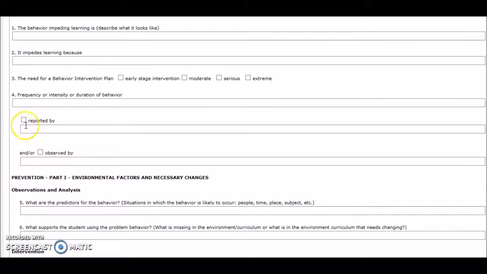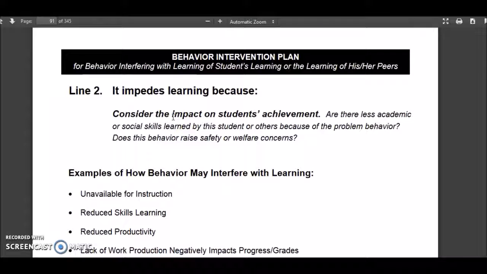The second question in the behavior intervention plan is how the behavior impedes the learning. The behavior impedes the learning normally because it gets in the way of the student's achievement or of the achievement of the rest of the students in the classroom. And it could be impacting them academically or socially, or sometimes the behavior can even be a safety concern, or it causes a threat to the students in the classroom.